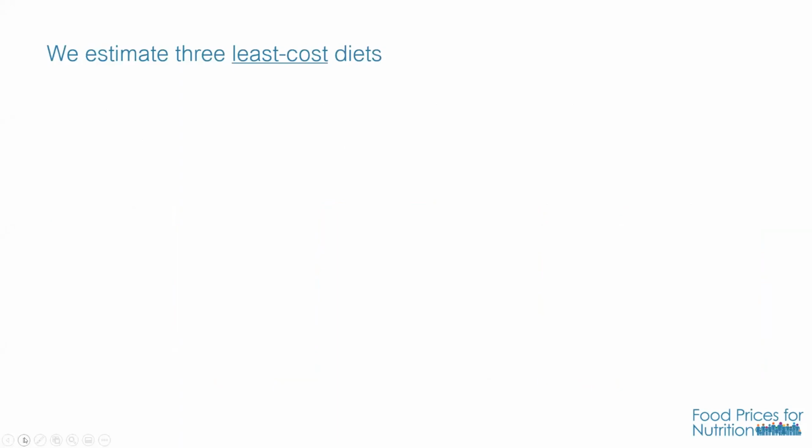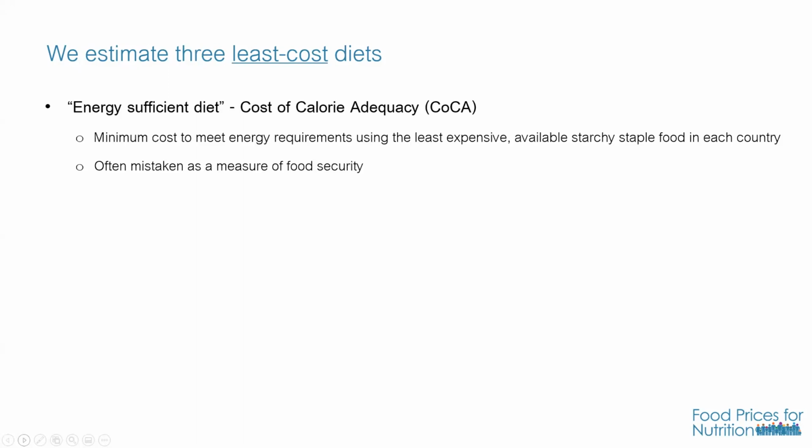And as Will mentioned again, the focus of the Food Prices for Nutrition project is least cost diets. I'll talk a little bit more about that in just a second, but we use 3 least cost diets to answer those questions about availability and affordability. The first is the energy sufficient diet, or the cost of calorie adequacy. That's the minimum cost to meet energy requirements using the least expensive starchy staple available in a country. So that might be how much it would cost to use just maize or just rice, for example, to meet an individual's calorie needs. So it's sort of a cost of basic survival.